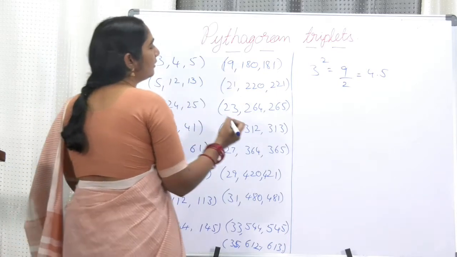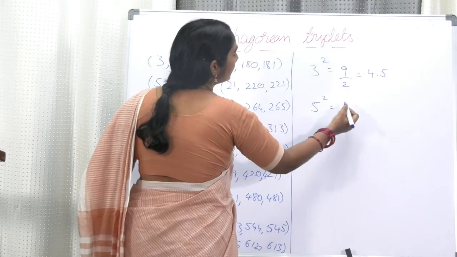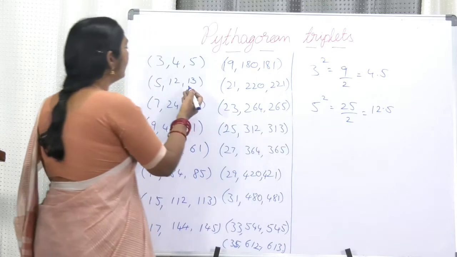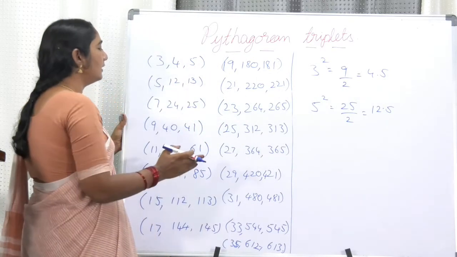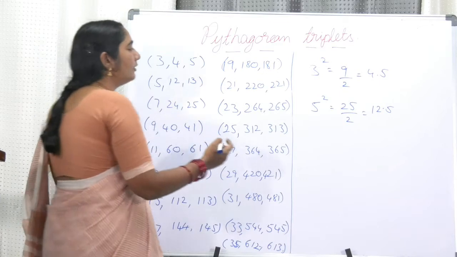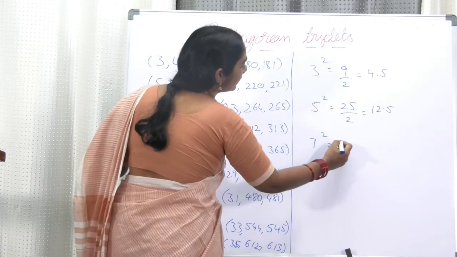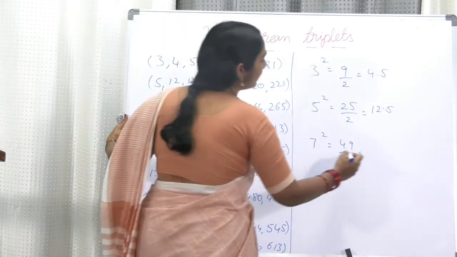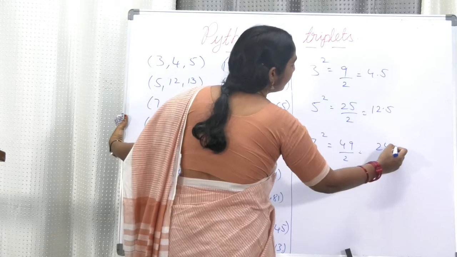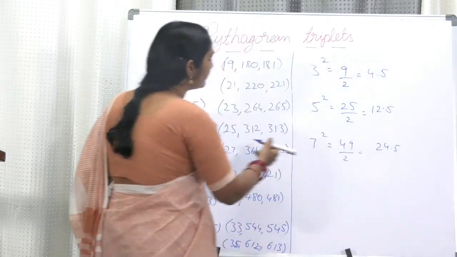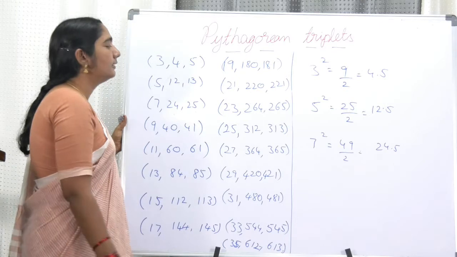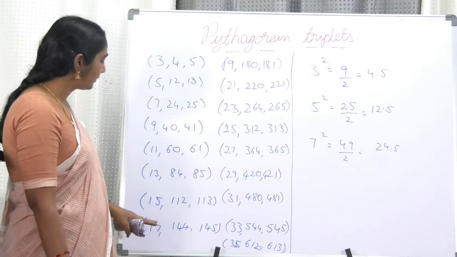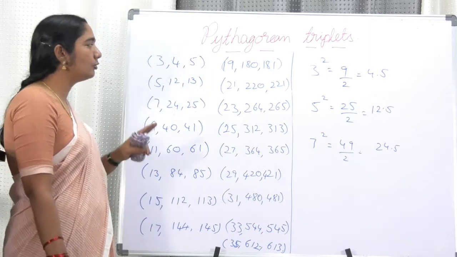Same with 5: 5 square is 25, divided by 2 is 12.5. 0.5 this side is 12, 0.5 that side is 13. If you take the same thing with 7, 7 square is 49, divided by 2, that is 24.5, so this side is 24 and that side is 25. Like that, with the same method, if you keep doing, you will get these triplets. I request all the children, please try to do it.